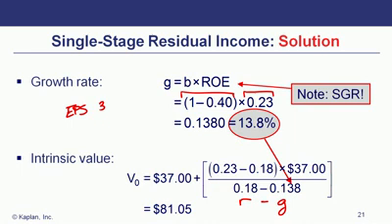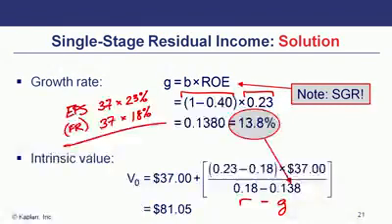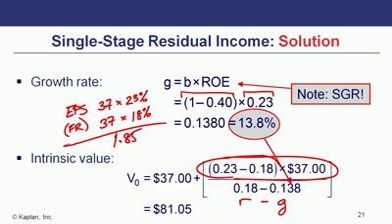I had a book value of 37 times an ROE of 23%, right? And then I had a fair return with a book value of 37 times an 18% required rate of return on equity. When I do that, I get 1.85. This basically is this value over here. Notice, just a different way to calculate it.